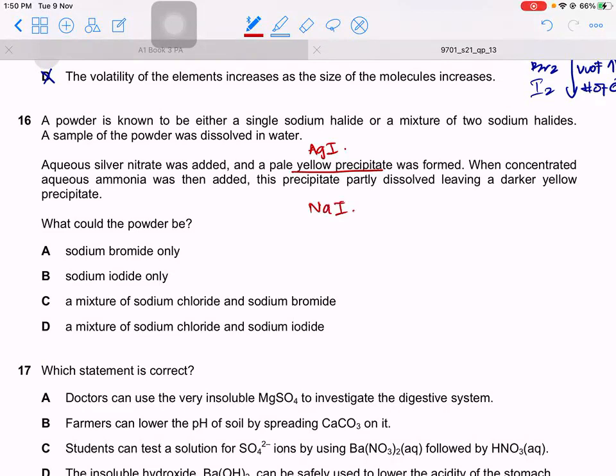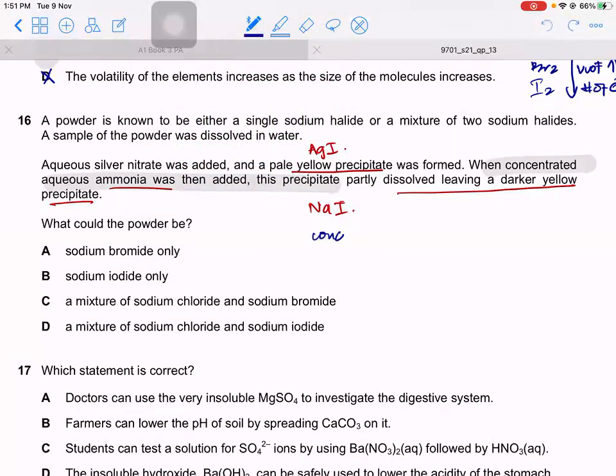When concentrated ammonia was then added, the precipitate partly dissolved, leaving a darker yellow precipitate. So now the precipitate is dissolving. And if the precipitate was only AgI, would it dissolve in ammonia? No, because AgI is insoluble. So that means there is something else. When you add concentrated aqueous ammonia, the precipitate dissolves partly.